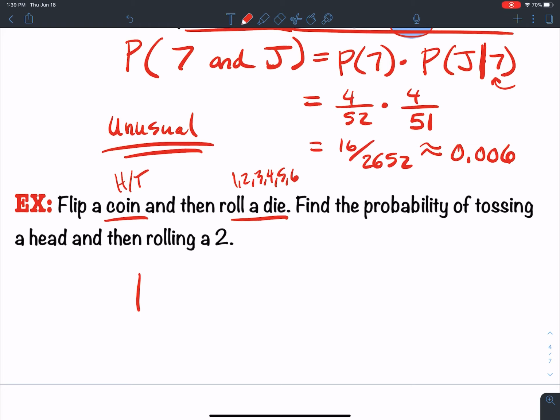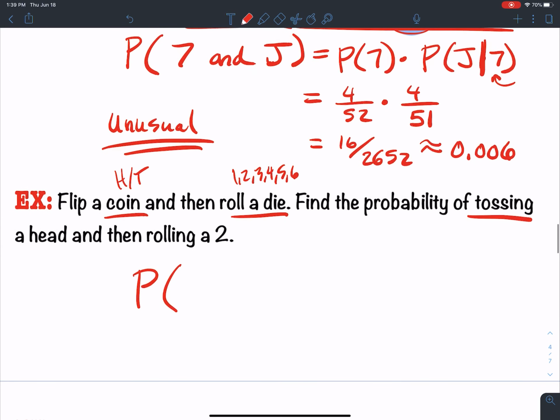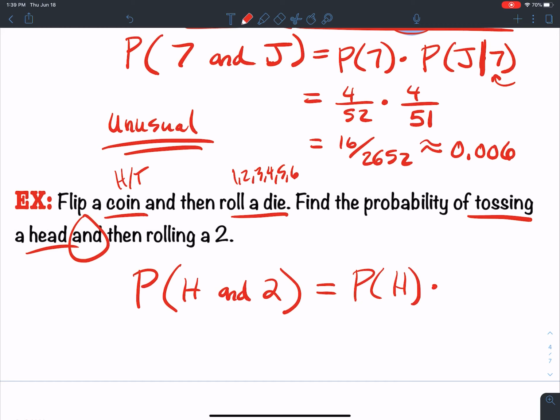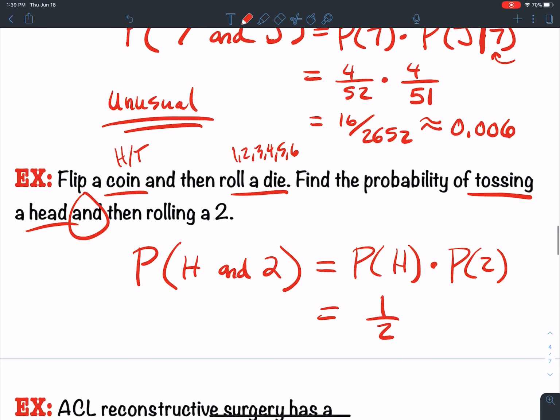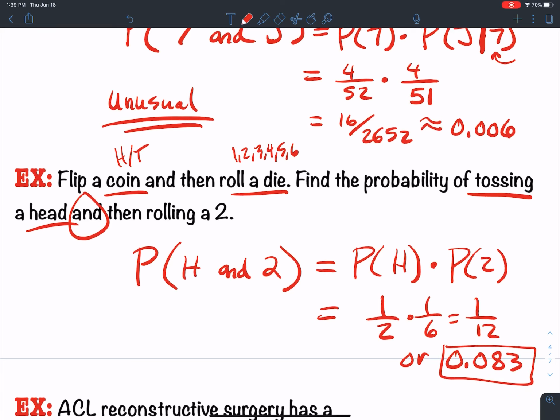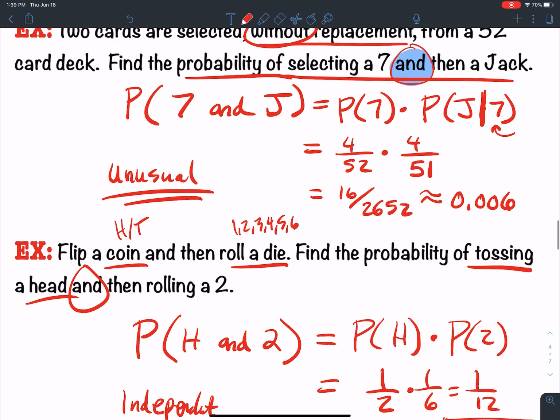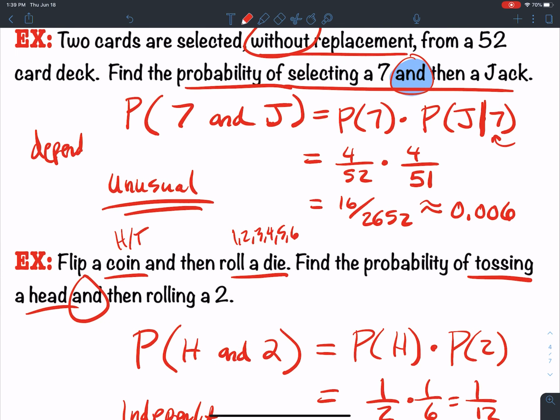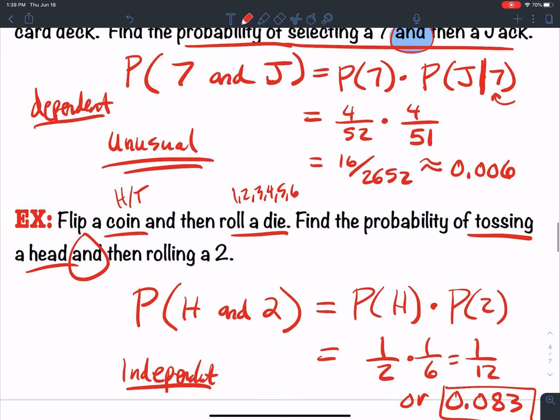And so, therefore, the probability of tossing a heads and, keyword and tells me multiply, rolling a 2 is equal to the probability of getting a heads times the probability of getting a 2. So that's 1/2, because there's 1 out of 2 possibilities. And then times 1/6, which is 1/12, or 0.083. Okay, if you had to round to 3 decimals. This is an independent example, and this is a dependent events example. Okay?